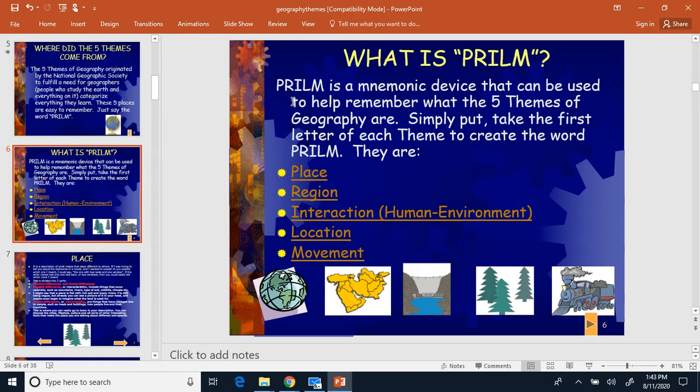There's a mnemonic device for remembering the 5 themes of geography called PLIM. PLIM is place, region, interaction, human environment interaction, location, and movement. Okay, so that's PLIM.